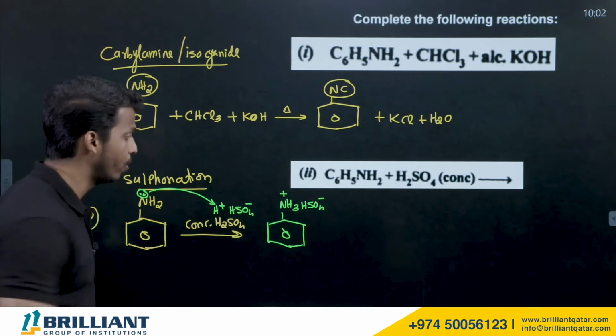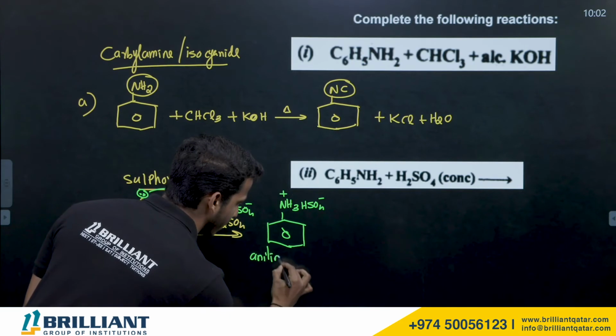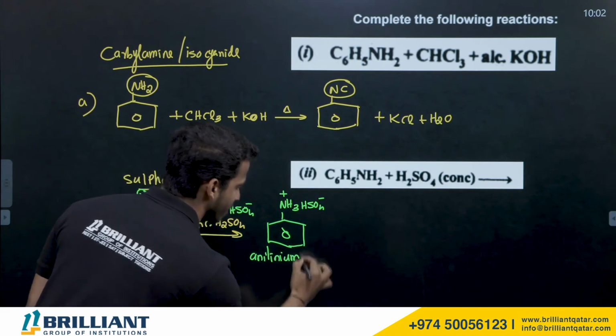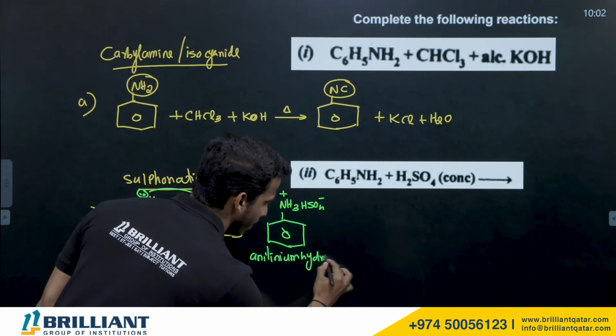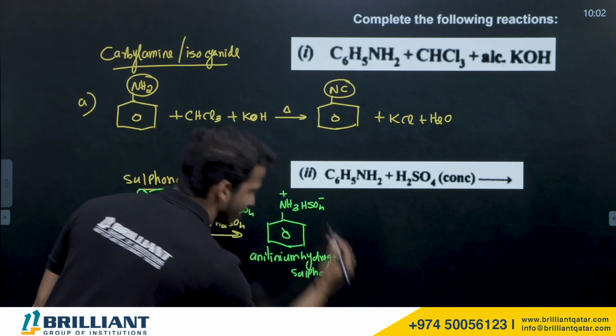What is the name of this compound? Benzene with the NH3 plus is called what? Anilinium, right? Anilinium hydrogen sulfate. We'll get anilinium hydrogen sulfate.